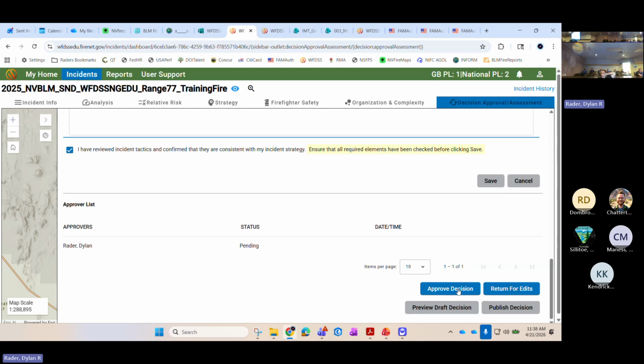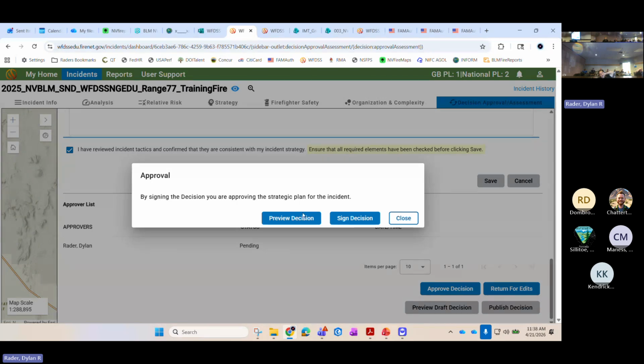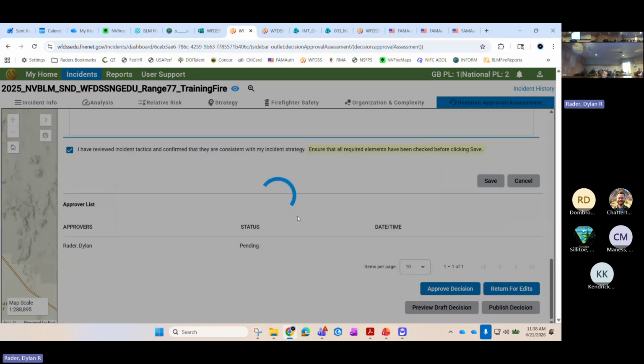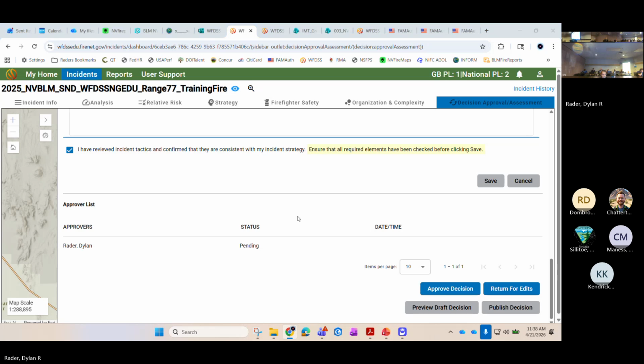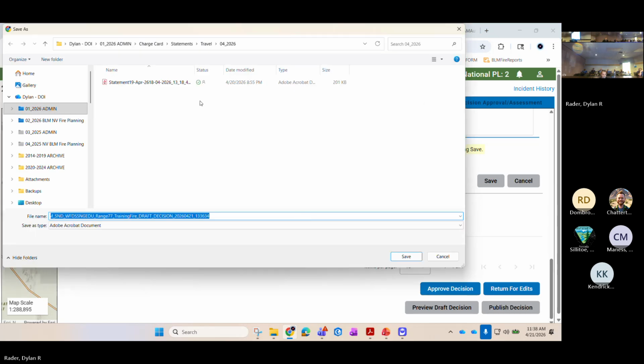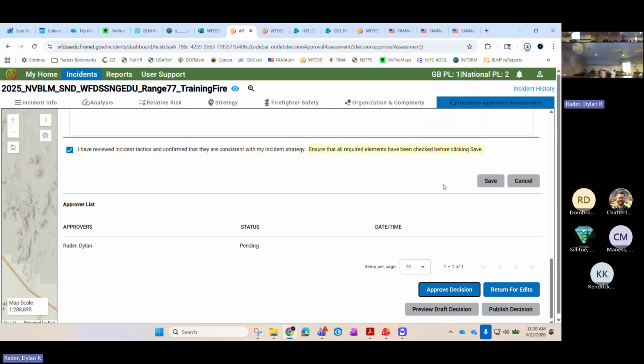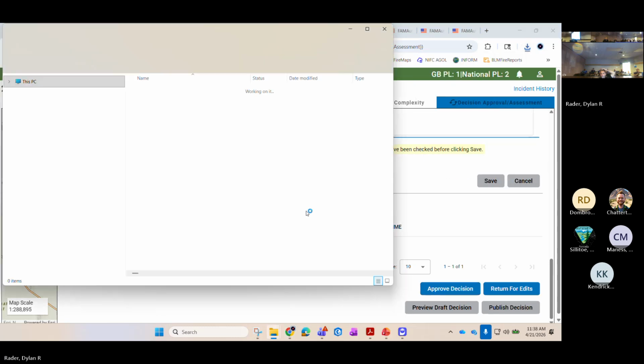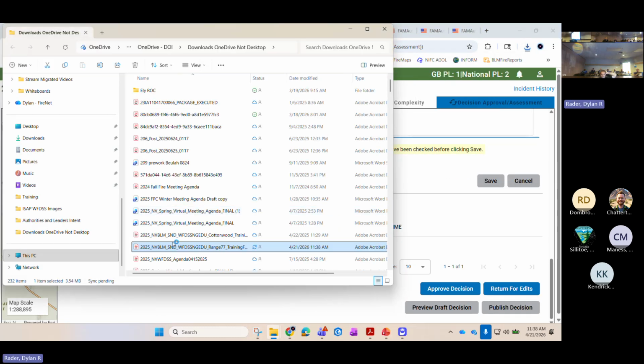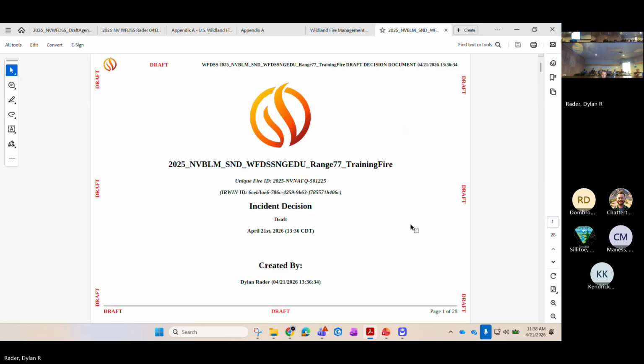If everything is good, I like it, I'm going to say approve decision. If I want to preview the decision, I can preview the decision by clicking on that button, and it should bring up a PDF. Downloads, OneDrive, not desktop. I'm going to save it there. Open that folder. Okay. And this is what the published draft decision looks like.